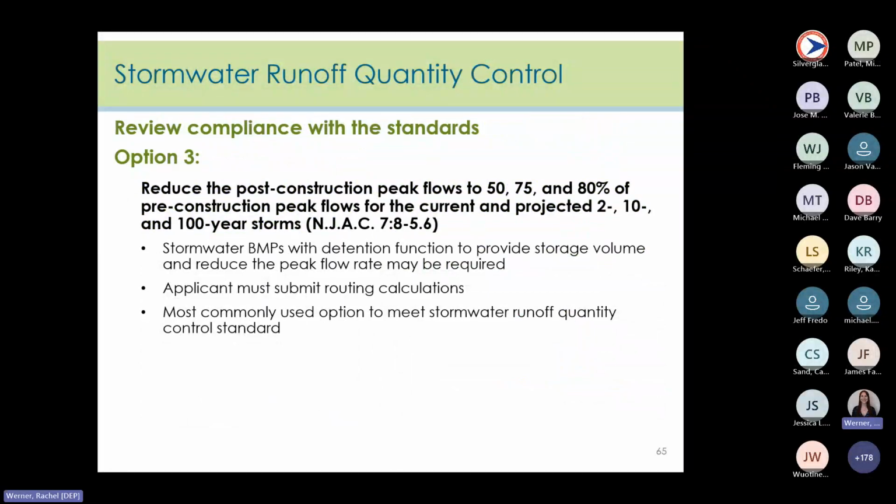Moving on from option 1, we will not be discussing option 2 because that was previously covered and not commonly used. So that leaves us with the last option, the most common option, option number 3. This option requires the use of BMPs to reduce the post-construction peak flows to 50, 75, and 80% of pre-construction peak flows for the current and projected 2, 10, and 100-year storms, respectively. And even though this is the most common option, we still see a lot of mistakes. So let's go over it.